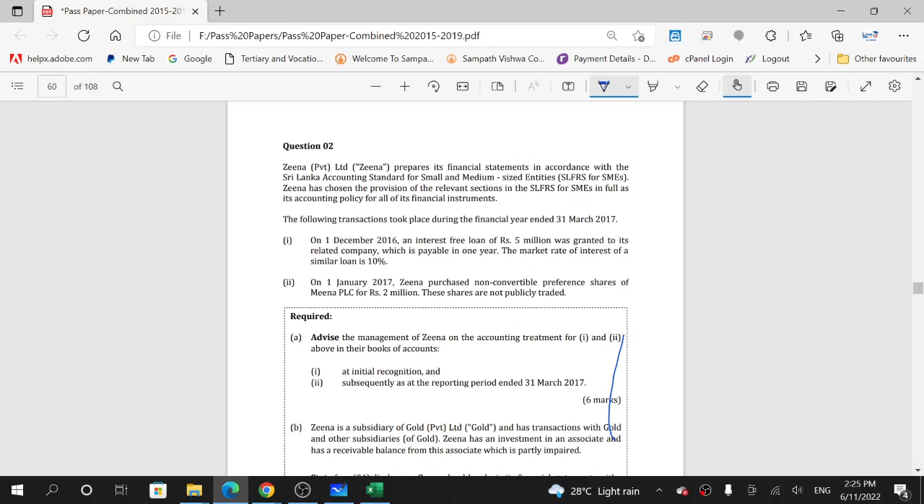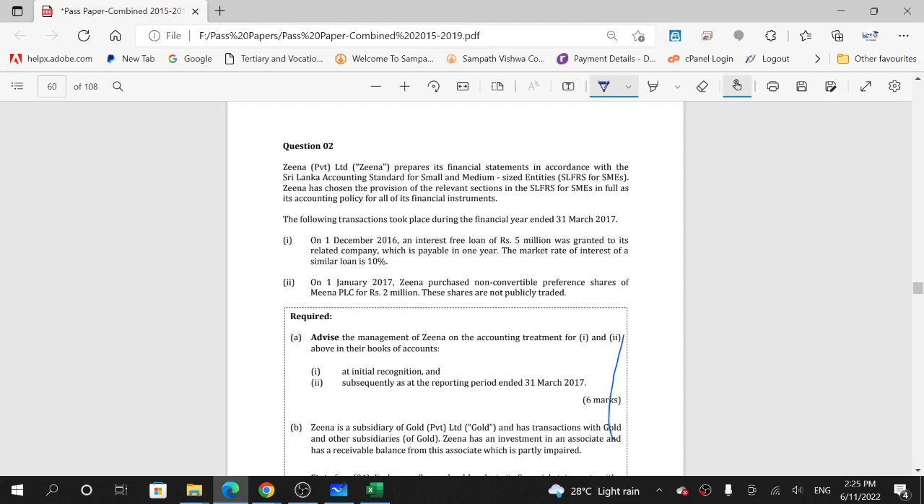The reason is that although this is an interest free loan, normal interest free loans are not available. So this cannot be taken as a fair value. So how do you want to take it? You want to consider the initial measurement as the fair value. That is 5 million. You want to divide by 1.1. This is a 1 year loan.